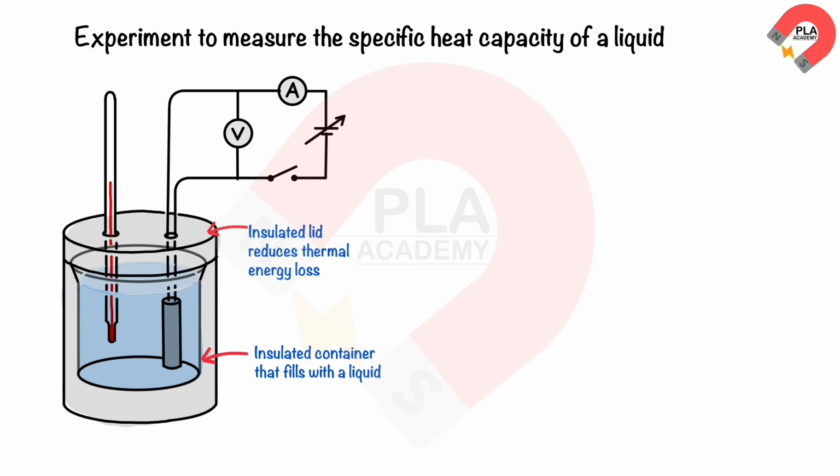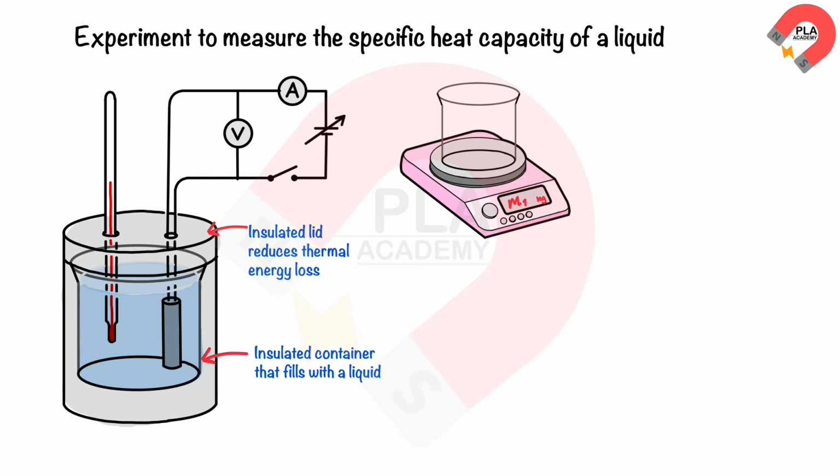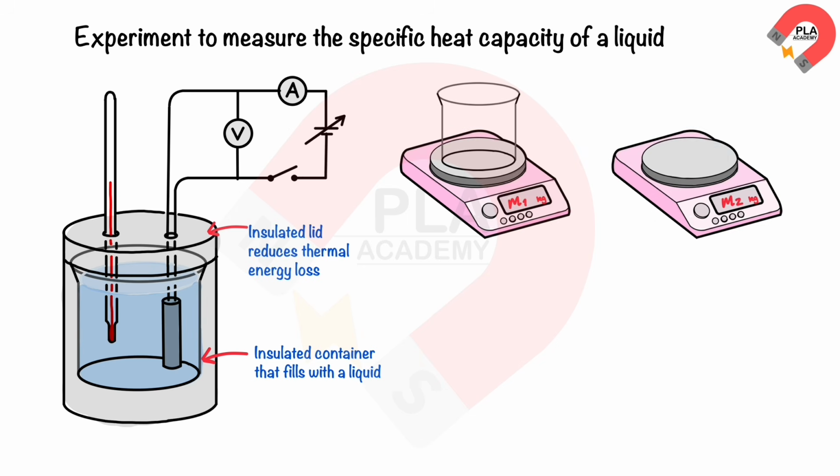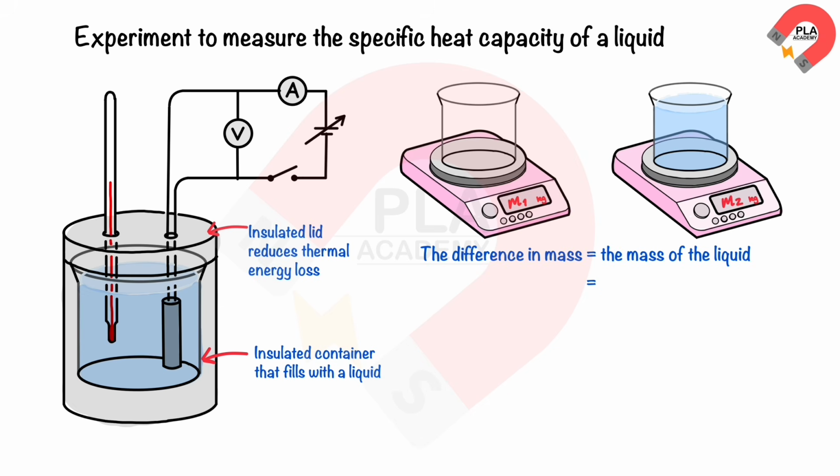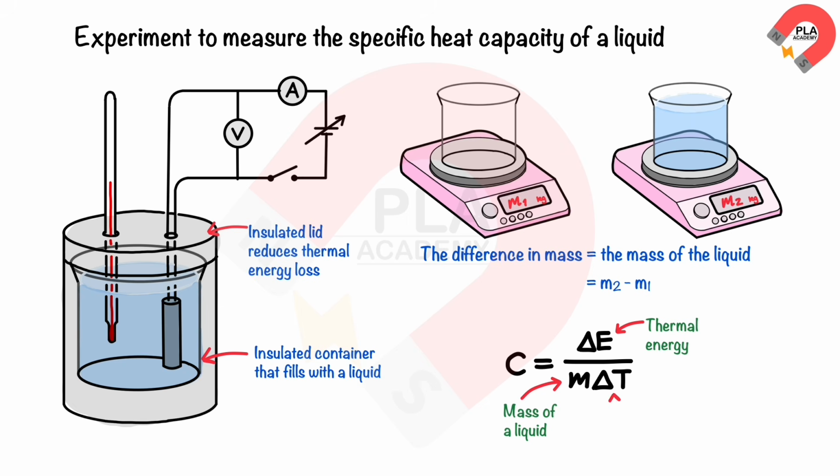following changes. The mass of the liquid is measured by weighing the empty insulated container, and then weighing the container with the liquid. The difference in mass is the mass of the liquid. The specific heat capacity is calculated using the equation C equals delta E over M delta T, where delta E is the thermal energy added to the liquid, M is the mass of the liquid, and delta T is the change in temperature.